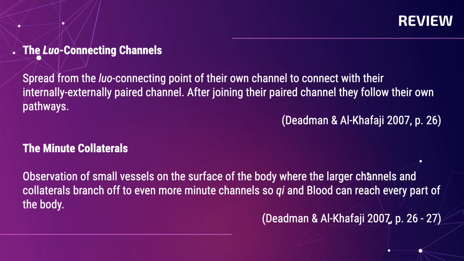Then we have the minute collaterals. This comes from the observation of small vessels on the surface of the body where the larger channels and collaterals branch off to even more minute channels so chi and blood can reach every part of the body.